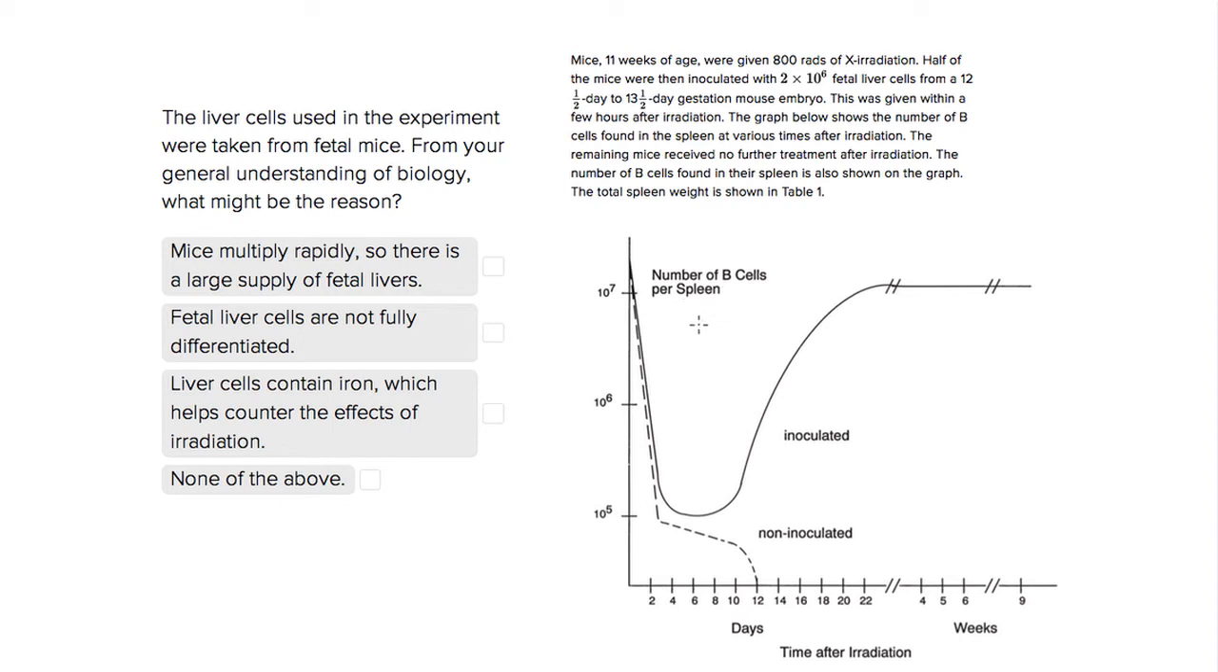This is Sophie Heller, and this is an ACT science question. This question's a little unusual for the ACT because it asks you to use your general understanding of biology. So it wants you to make an inference based on the passage, but not completely in the passage. So the question asks us, why would the experiment be using liver cells taken from fetal mice?